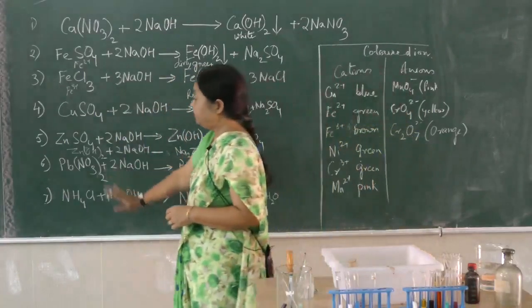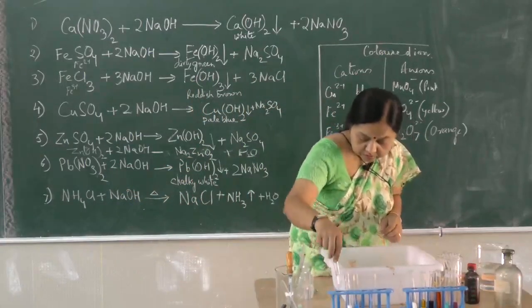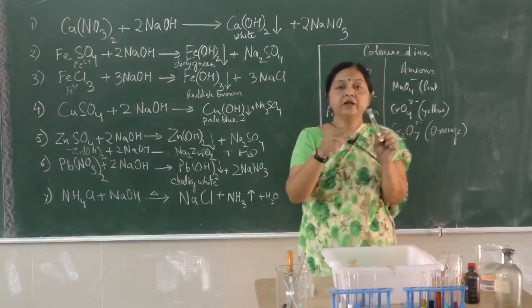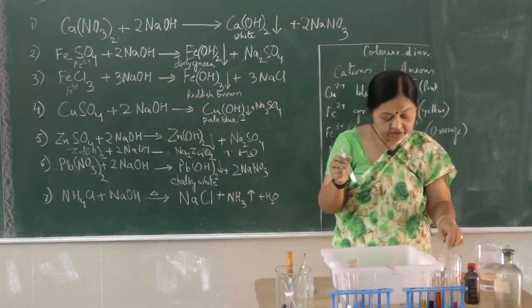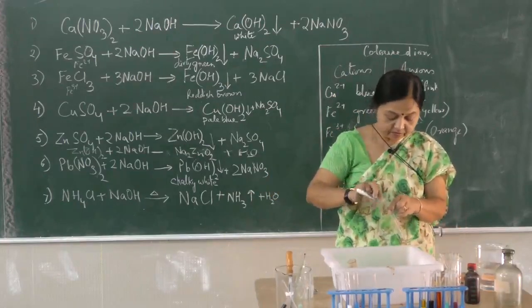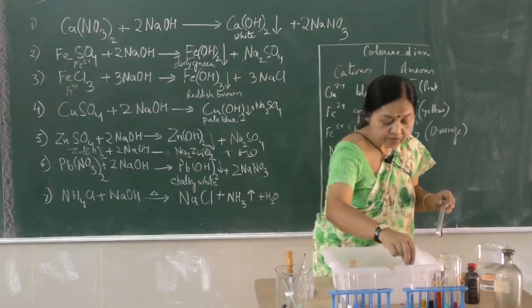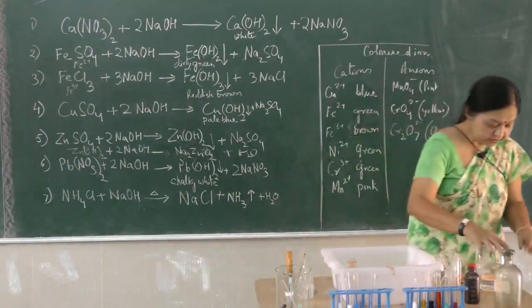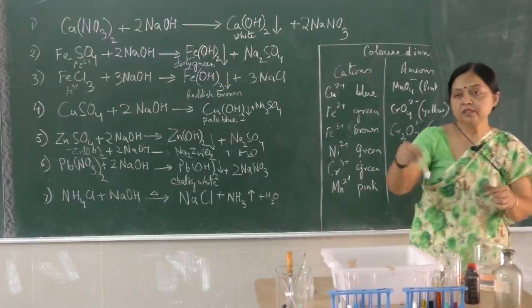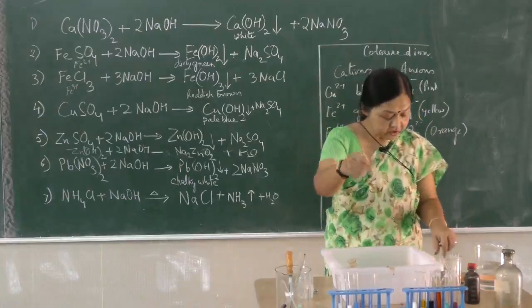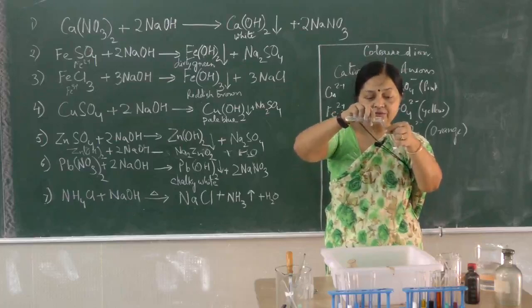Now we come to lead nitrate. Here is lead nitrate, white salt as I said. So lead nitrate, first we will make a solution. Take one test tube and form a solution. I am keeping this here. In this I will add water and make a solution of lead nitrate. This is lead nitrate. If you want a clear solution, just decant it out from the top. Here is a clear solution.